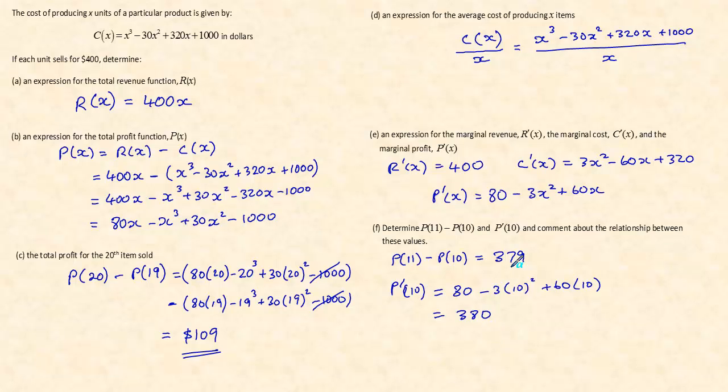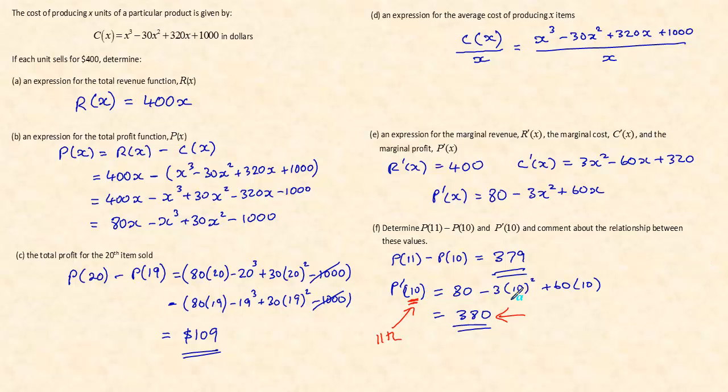Now note, these values are very close to each other. Now this one here can be used as an estimate of the profit produced from the 11th item. So P dashed of 10 gives us an estimate of the profit on manufacturing and selling the 11th item. So it's always the next one up.